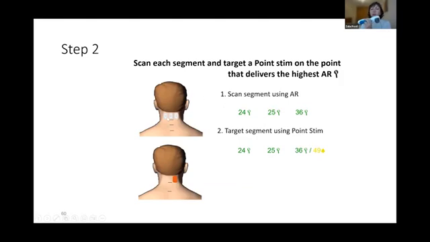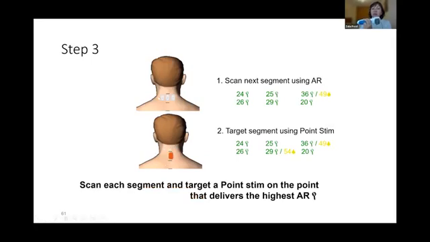So for example, first 3, you take the first readings and they are 24, 25, 36. Once you've taken them, you analyze. 36 is the highest out of 3. So you go back to that area. Now place and point stim, just wait for the device to give you a number. And in the end, you see this yellow number 49, which you record here, but it's already been treated.